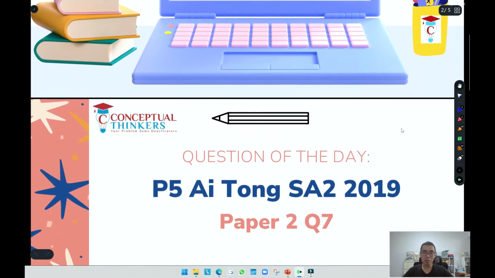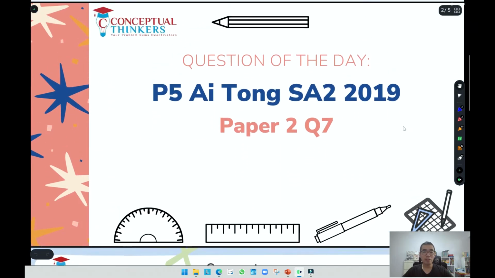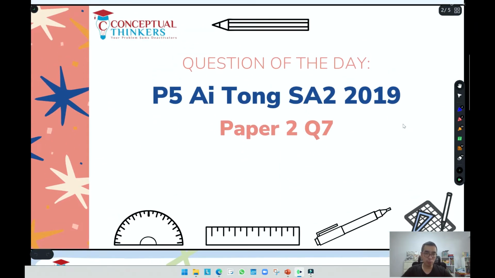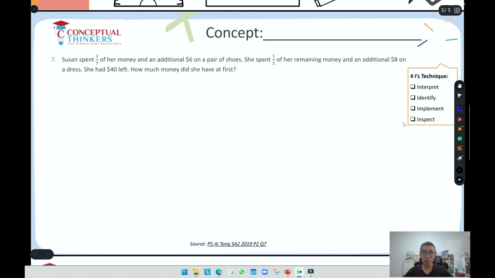Okay, today we're going to touch on P5 Tong SA2 2019 Paper 2 Question 7. So let's get started. Okay, first let's interpret the question.